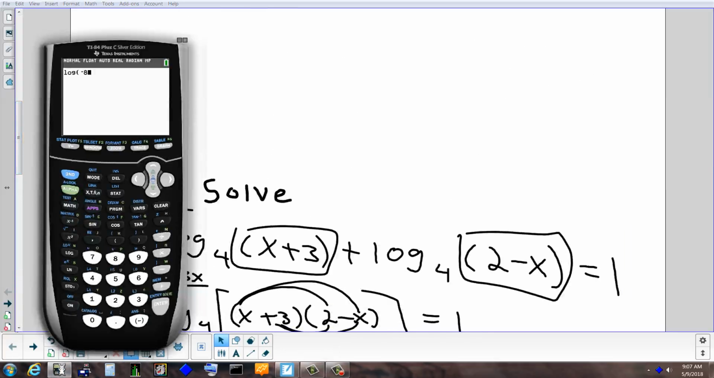In fact, even if it comes out 0, you can't do that either. It has to come out positive. Okay?